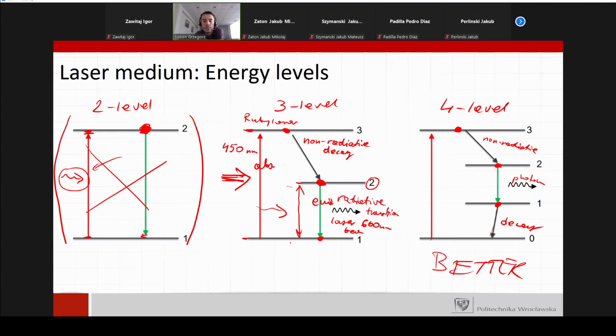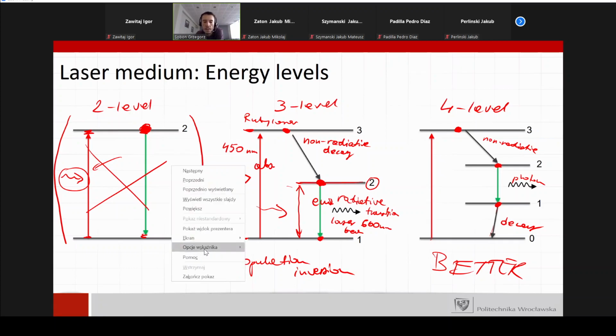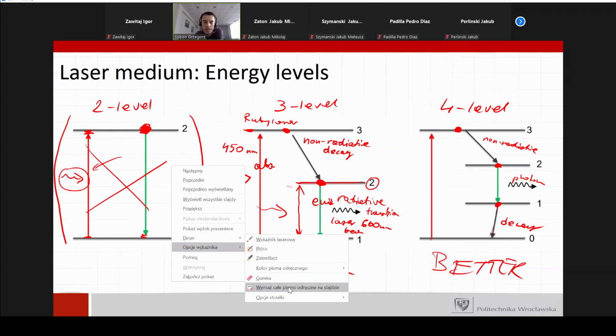Because we need to remember that we need to have population inversion, right? To have a laser. So if we need population inversion, which means that we need to have more atoms on the upper energy state and less on the ground state, right? So in a 3-level system, the laser transition, the emission of the photons, occurs between the state 2, the upper state. Maybe I will remove this handwriting if you don't mind. Maybe it will be easier.